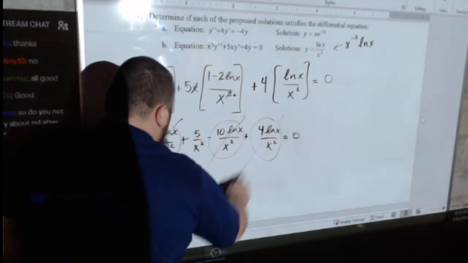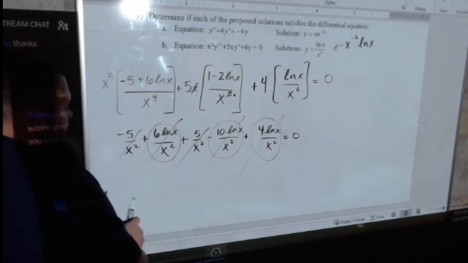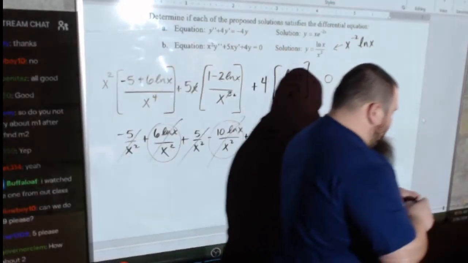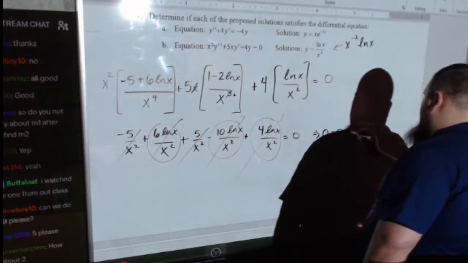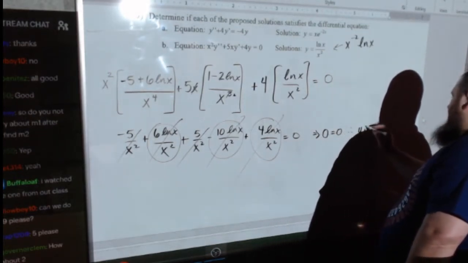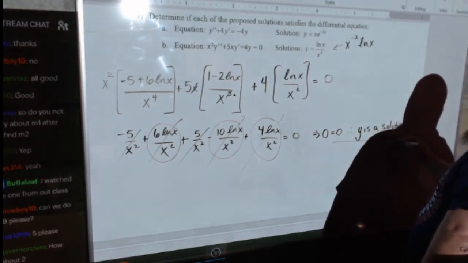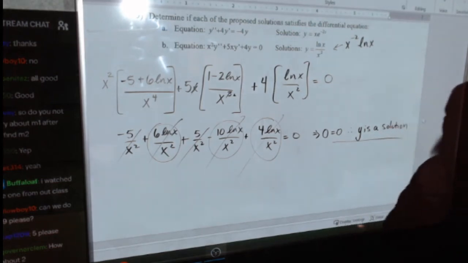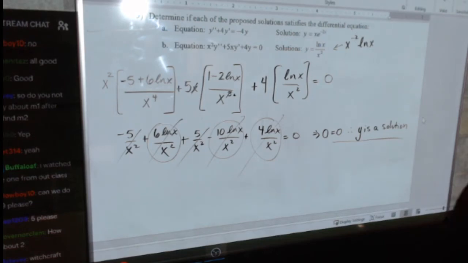They cancel. Minus 5 over x squared plus 5 over x squared. Gone. 0 equals 0. Y is a solution. So the derivatives there are kind of difficult, and it certainly doesn't look like it's going to work out nicely for us. But in the end, it does.